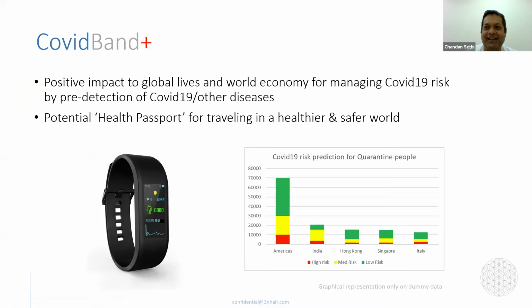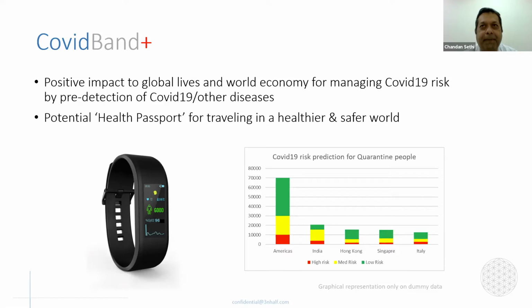So this is what we are working on. Let me see in case you are able to see the screen. So we are trying to make a positive impact to global lives. The idea is in case we can predict people who are going to have infection, we can manage that risk. We can save the life and potentially the health cost that we're going to incur on those people.